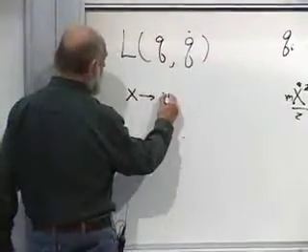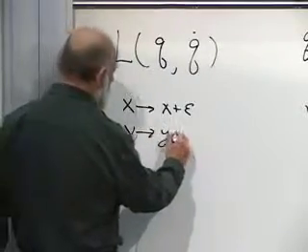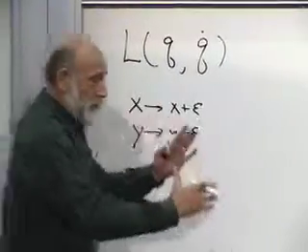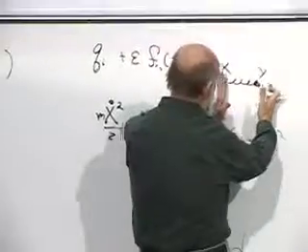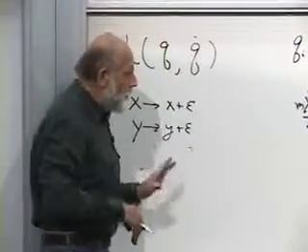X goes to x plus epsilon, and y goes to y plus epsilon. That's simply a shift of the whole thing. Both particles shifted by the same amount. What happens to the terms in the Lagrangian?